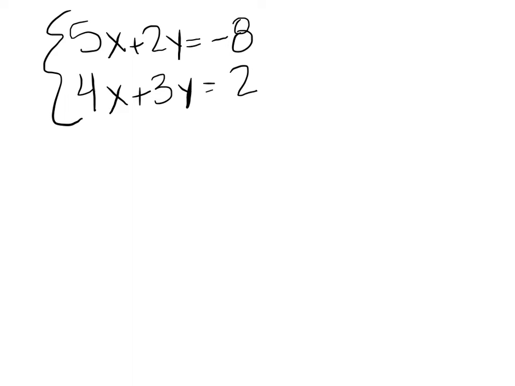So we need to think about least common multiples. We can think about the least common multiple between 5 and 4, or we can think about the least common multiple between 2 and 3. I'm going to choose 2 and 3 because they're smaller. The least common multiple between 2 and 3 is 6. So we want to make opposites using 6, and the opposite of 6 is negative 6. So we need one of the equations to have 6y in it, and we need one of the equations to have negative 6y in it.